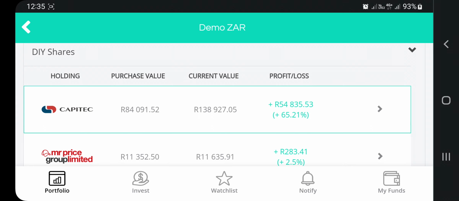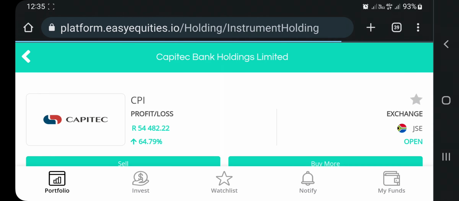So you want to buy a share or invest in a certain company. Let's make the example right now. Capitec.